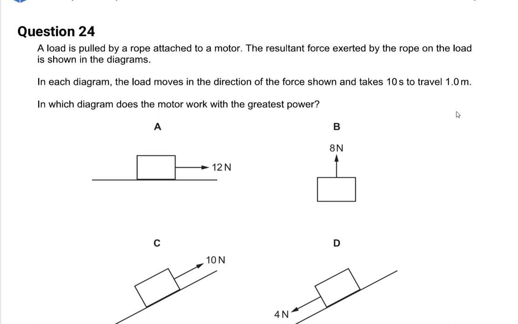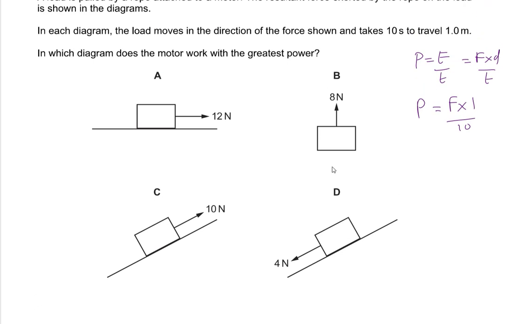All right, so power is energy over time. There's force there, so it could be force is the work done, force times distance over time. Now everything is 10 seconds, of course. So therefore power is force, which we don't know, times distance, which is 1 meter, over 10 seconds. So it depends on the force. Or you can work out every single power.